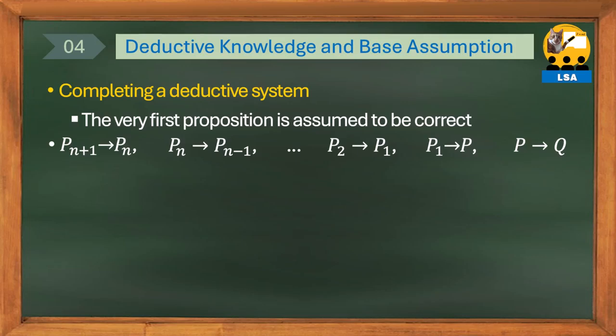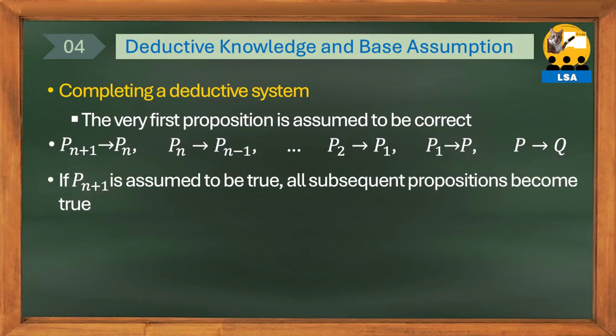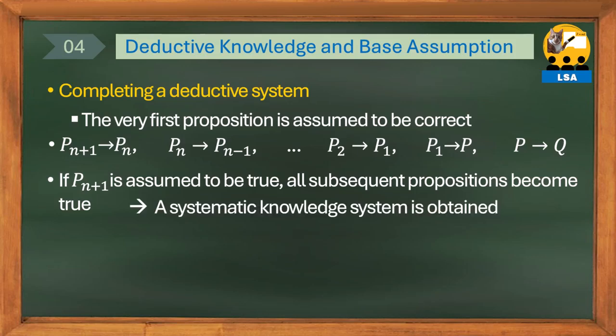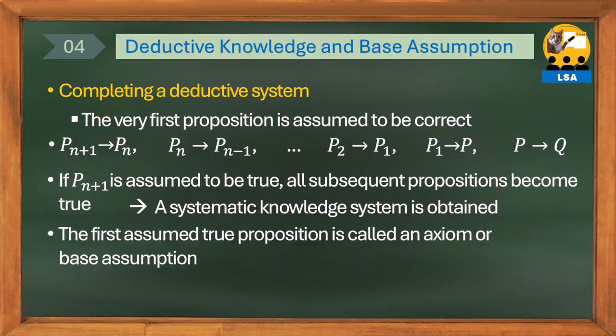At some stage in the continuous deductive structure, if we assume the proposition to be true, then all subsequent propositions become true, and as a result we obtain a systematic and clear knowledge system. Let's classify such systematic knowledge as a discipline. The most representative one is mathematics. At this time, the first proposition assumed to be true is called an axiom or base assumption to distinguish it from other propositions.